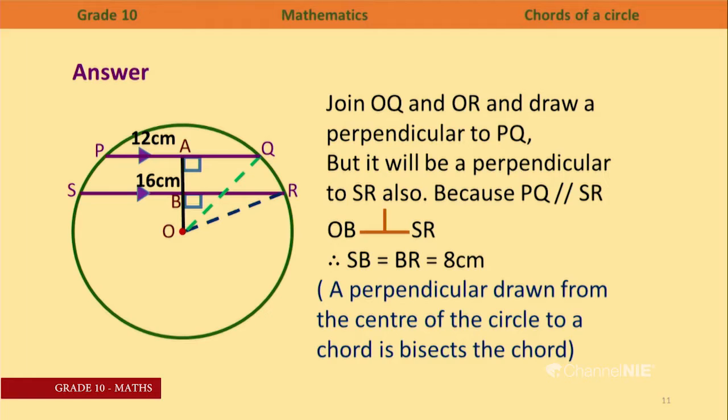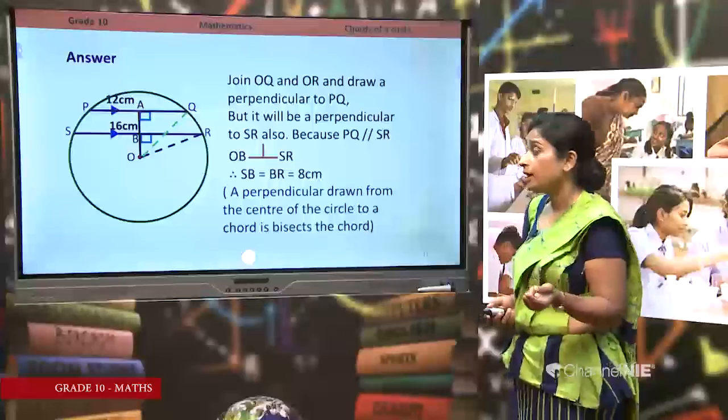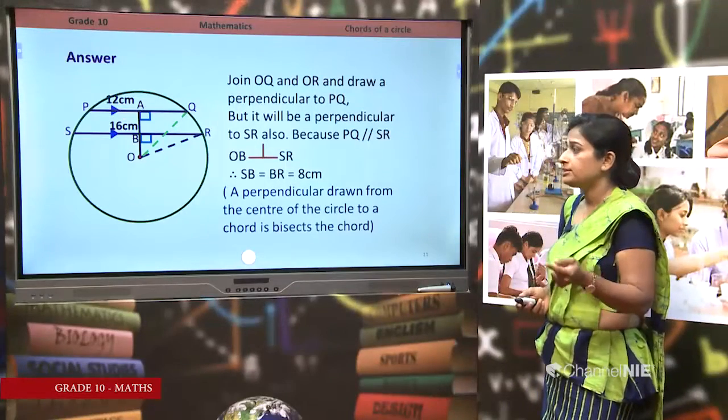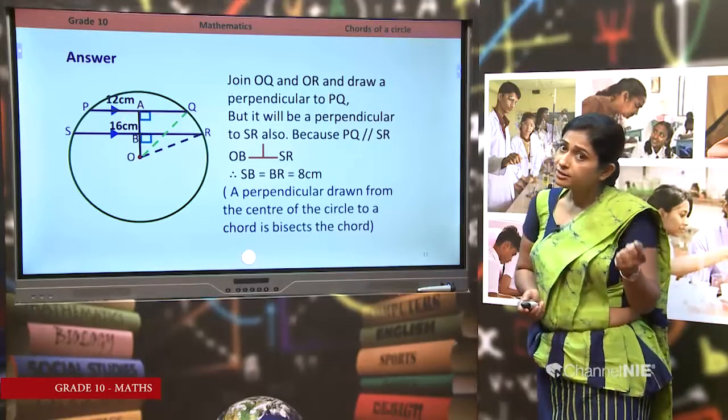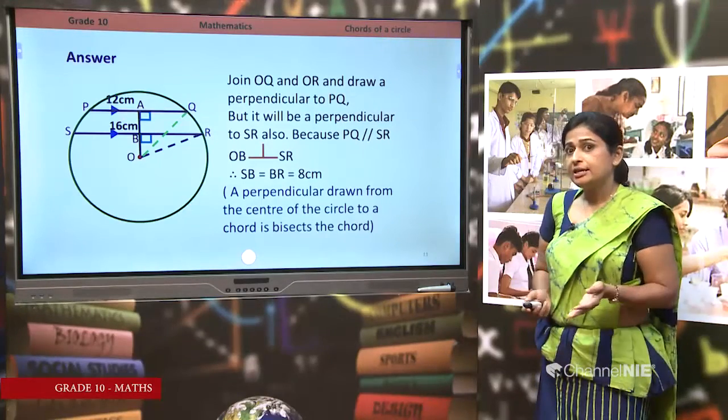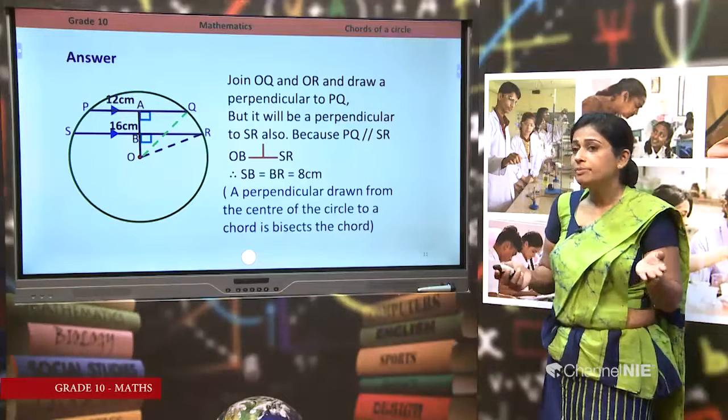We know OB is perpendicular to SR. Why? We got that from the construction. Because of that, we can apply the converse of the theorem. By the converse of the theorem, we can say B is the midpoint of the SR chord. Why? OB is perpendicular to SR. Then we know B is the midpoint of the SR chord. Therefore, we can say SB is equal to BR.